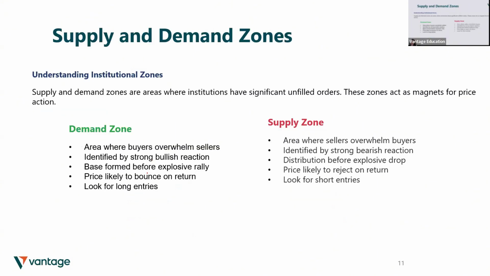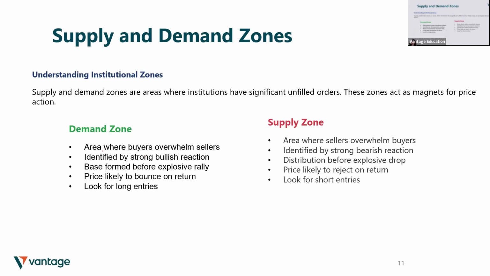Okay, now we'll talk about supply and demand zones. After this, I'm going to bring you guys to the chart and we're going to practice together. So, understanding institutional zones. Supply and demand zones are areas where institutions have significant unfilled orders. These zones act as magnets for price action. So we have the demand zone and the supply zone.